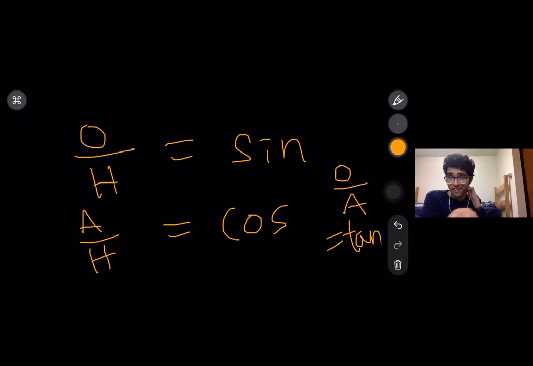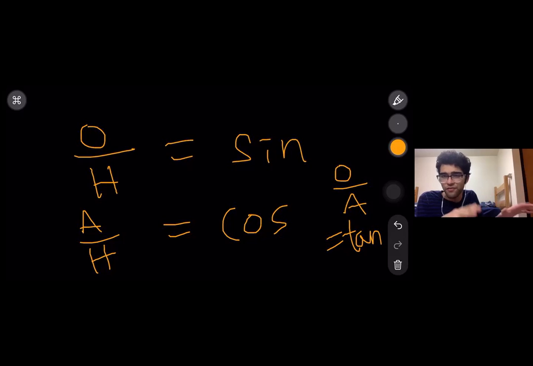If you look at the things that I've written down and the things that I had left out, what are the things that I had left out? One was h over o. That's just the reverse of the first one. The other was h over a. That's just the reverse of the second one. And the third one was a over o, and that's the reverse of the third one. So we'll just talk about these 3. The other 3 are the inverses of these 3. Does that make sense?